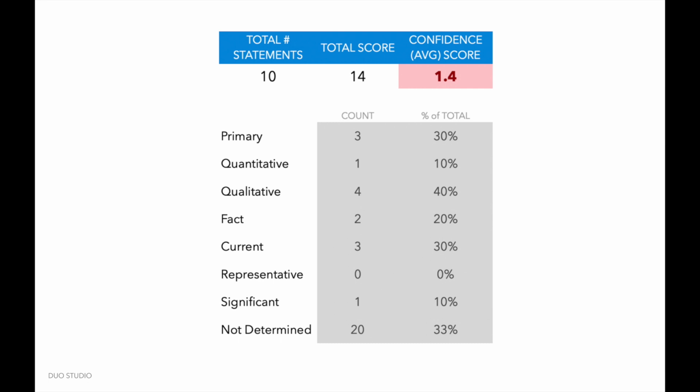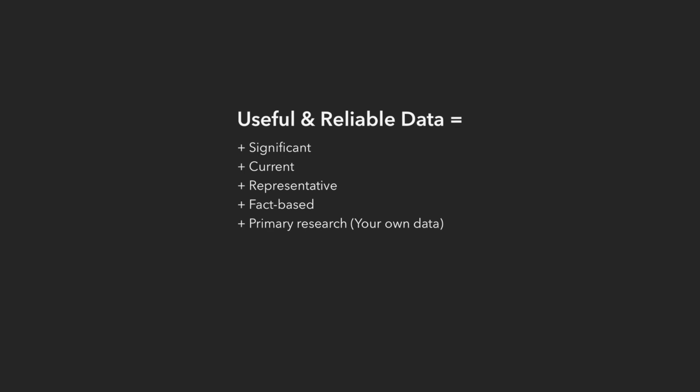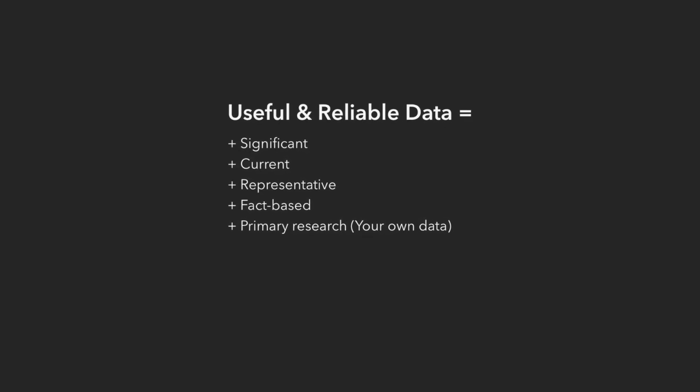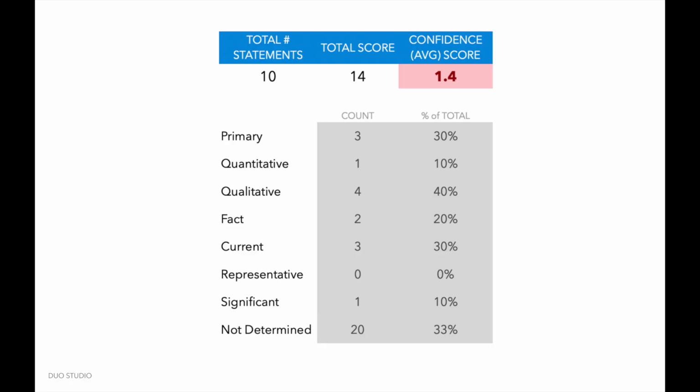The confidence score is an average of the sum of the total scores given for each statement. The max score a statement can receive is 6. Significant, current, representative, fact-based, primary research carry the most weight in delivering useful, reliable data, i.e. a higher score. A confidence score below 4.5 denotes that the underlying beliefs supporting your hypothesis are not sound. This score is not a validation of your idea, rather a litmus test to assess the reasoning behind your belief that the idea will have market success.